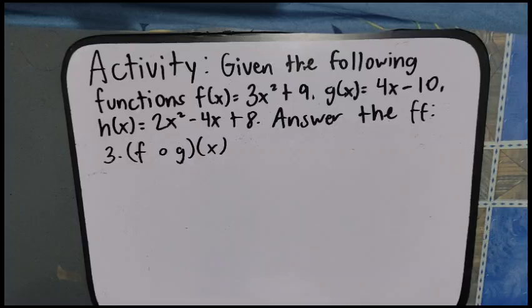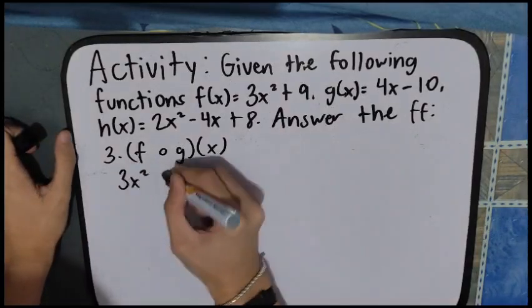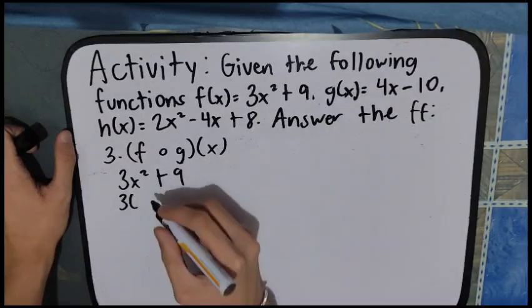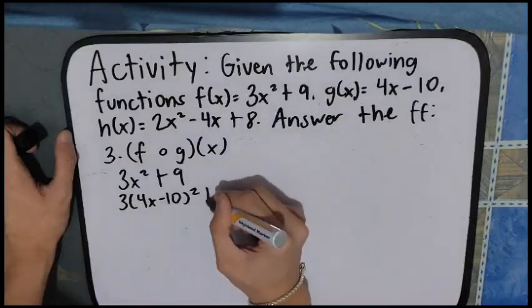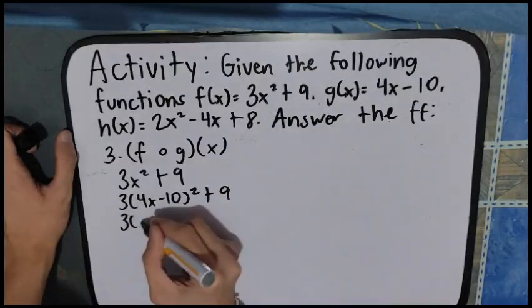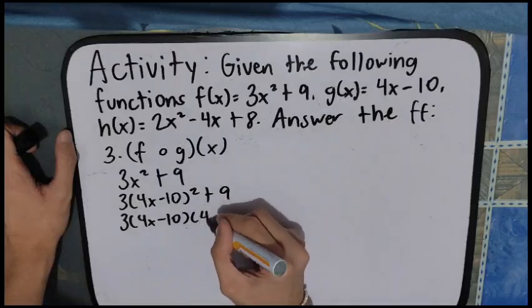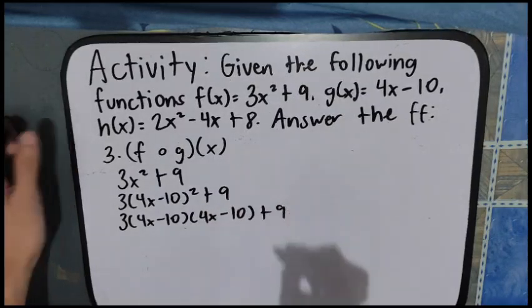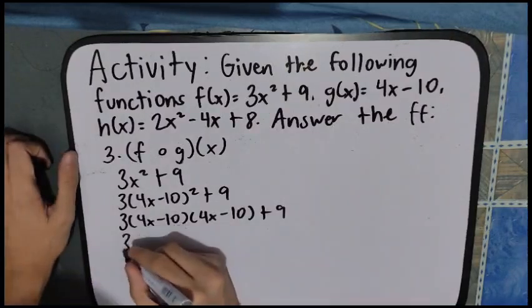So item number 3 has f of g of x. Copy f of x, 3x squared plus 9. Then substitute with the value of g of x, 3 times 4x minus 10 squared plus 9. And then we're going to expand 4x minus 10 squared. So 4x minus 10 times 4x minus 10 plus 9. We're going to solve this using the FOIL method.